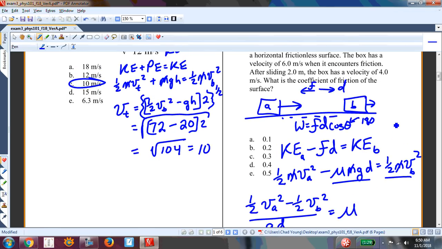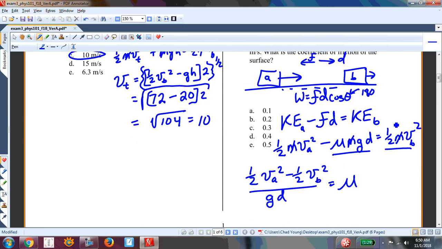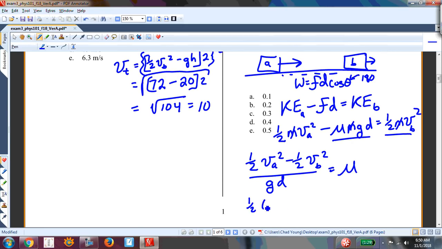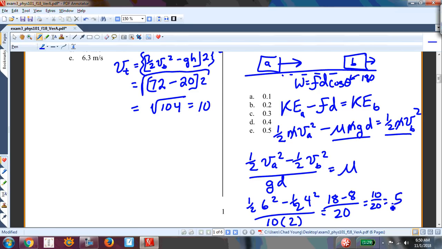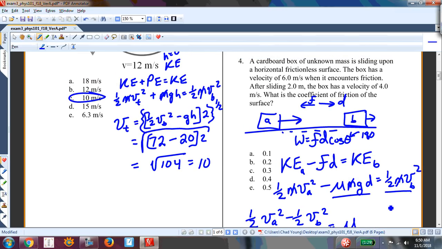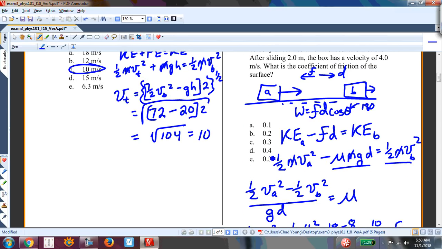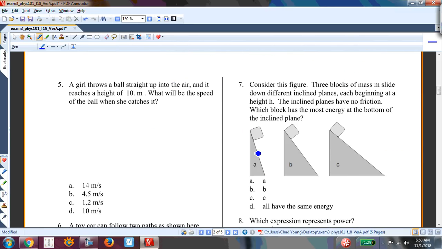So v_A is 6, v_B is 4. So I have 1/2 of 6 squared minus 1/2 of 4 squared, divided by 10, that's my value for g, times the distance, which is 2 meters. 36, 18, that's 18 minus 8, divided by 20, that's 10 over 20, which is 0.5. I don't know if that's right. Let's see, 4 is, yeah, no, 4 is E. That is right. Okay, good. That's the answer then.